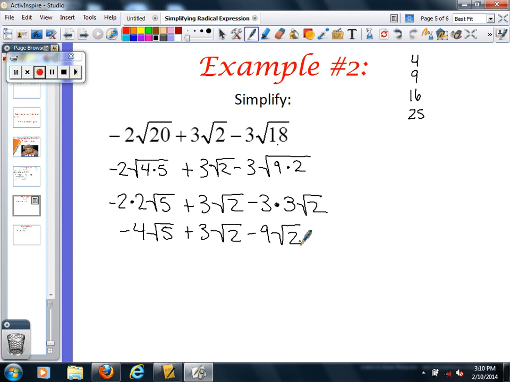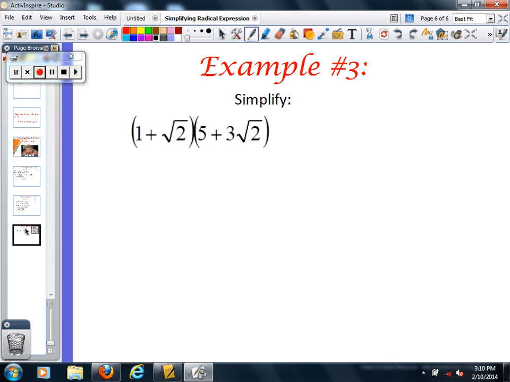And now I combine my like terms. I have a positive 3 and a negative 9 radical 2, so that gives me negative 4 radical 5 minus 6 radical 2. And there's my answer. Okay? So I can simplify them if possible, and then once they become like terms, then I can add them together or subtract them. Okay?